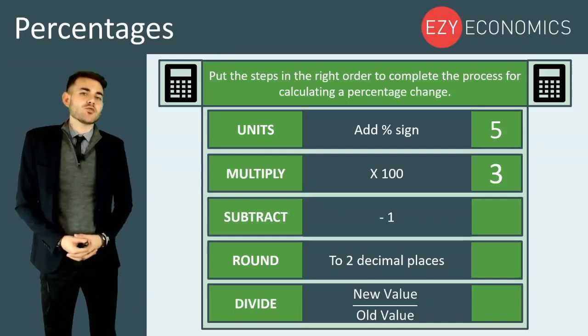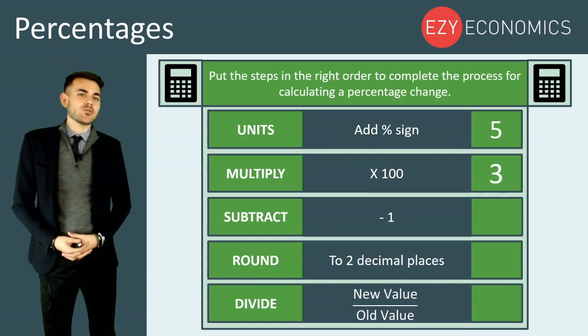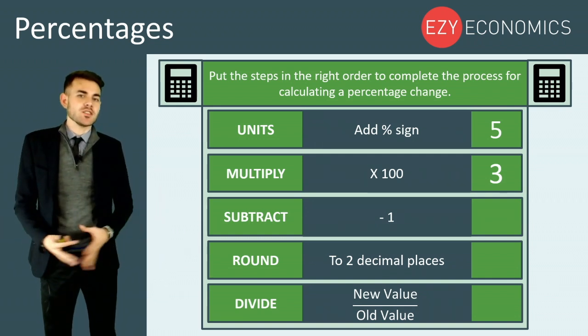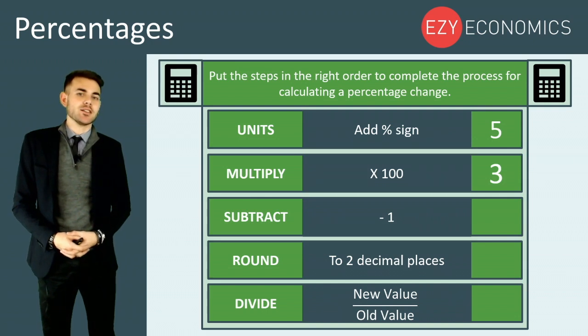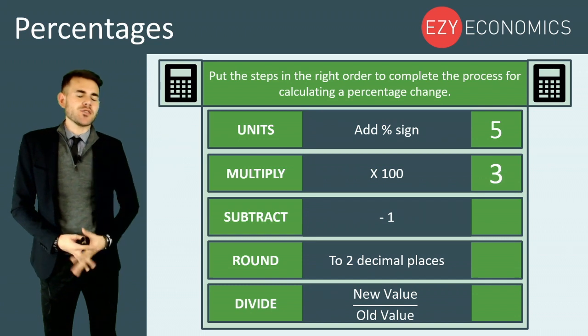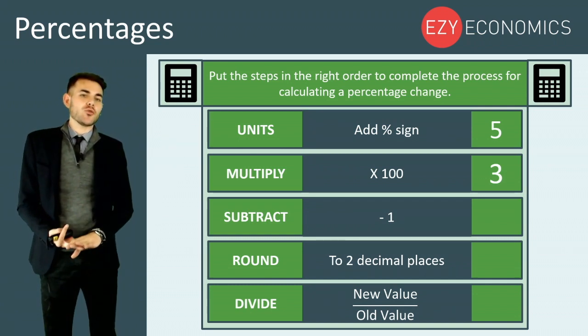Okay, so here we're being asked to put the steps in the right order to complete the process for calculating a percentage change. Now there are 5 general steps to finding the percentage change of a particular variable, and we already have steps 3 and 5 identified for us. We need to identify the first, second and fourth step.